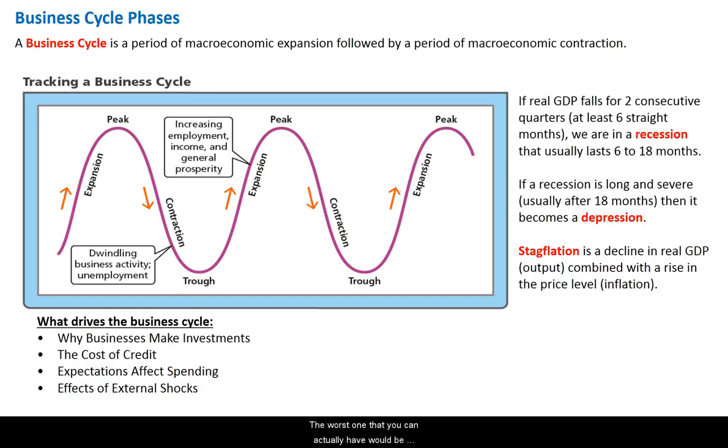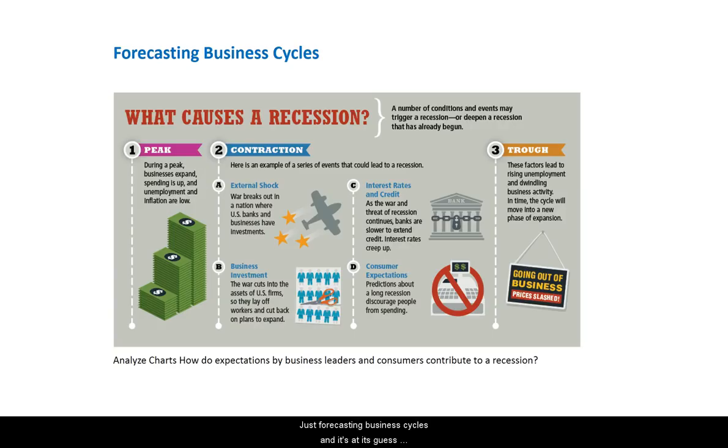And now the worst one that you could actually have would be stagflation. This is where real GDP is declining, so you're not producing as much, but at the same time prices are increasing. And so you could think about Germany after World War I for a historical example there. Just forecasting business cycles, it's guesswork.